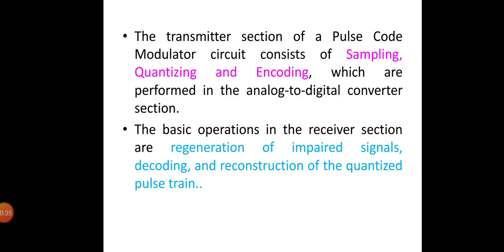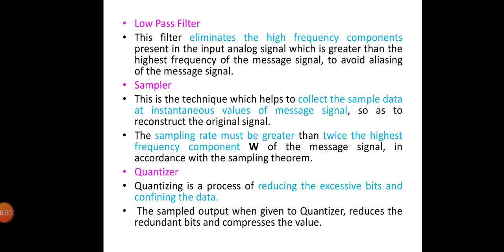The transmitter section of the pulse code modulator circuit consists of sampling, quantizing, and encoding, which are performed in the analog to digital converter section. The basic operations in the receiver section are regeneration of impaired signals, decoding, and reconstruction of the quantized pulse train. The first block is the low pass filter, and this filter eliminates the higher frequency components present in the input analog signal, which are greater than the highest frequency of the message signal, to avoid aliasing of the signal.